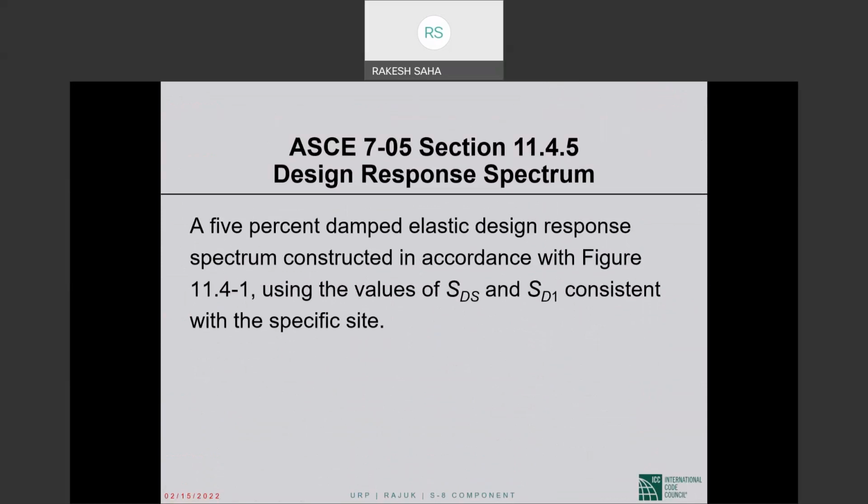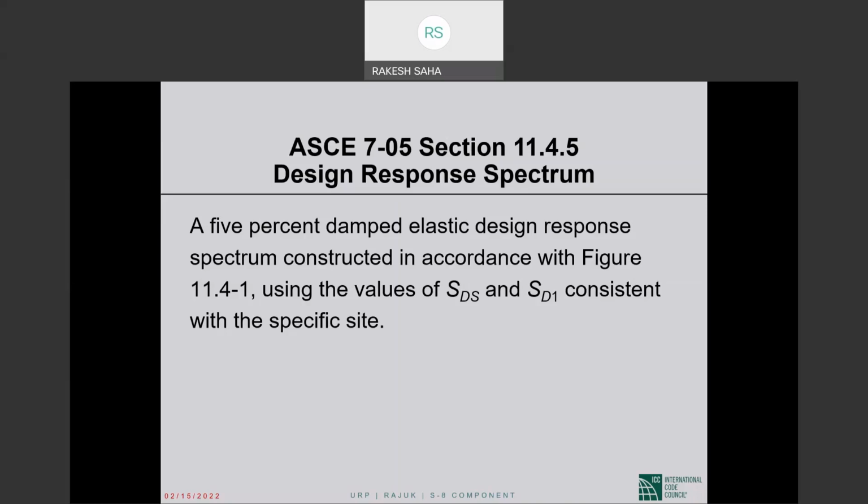Okay, now ASCE 7 tells you a whole lot of things. ASCE 41 and BC is a little more reticent. It doesn't have a lot to say. And I don't think I will read this stuff, but let us see. A 5% damped elastic design response spectrum constructed in accordance with figure 11.4-1 using the values S sub DS and S sub D1 consistent with the specific site.